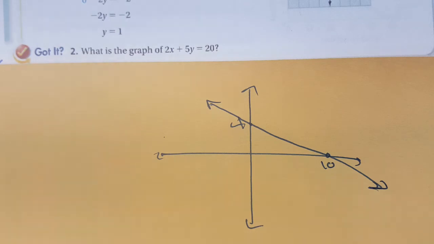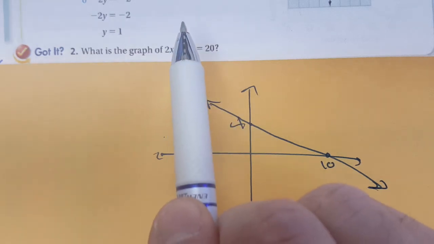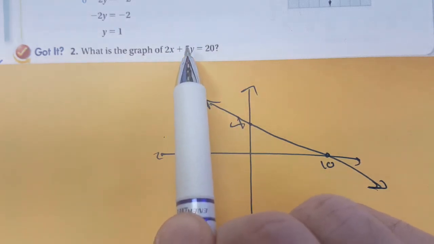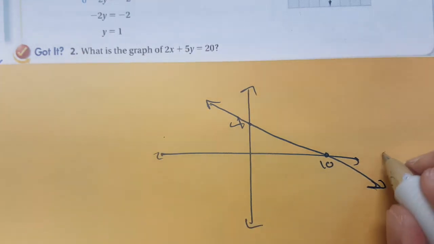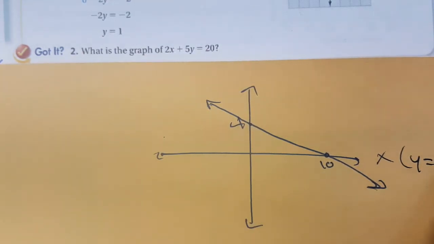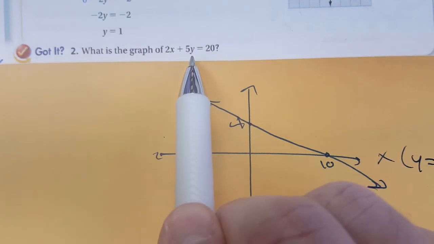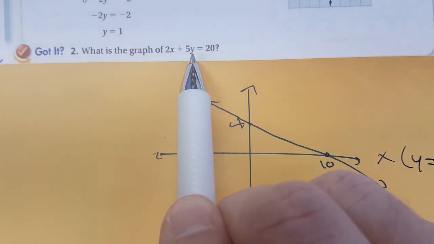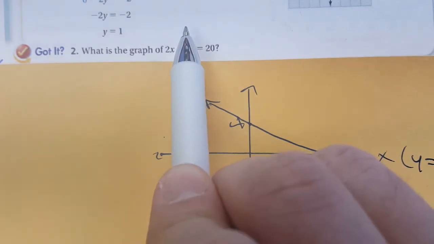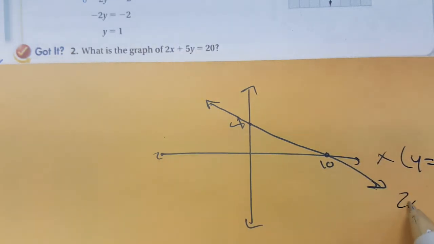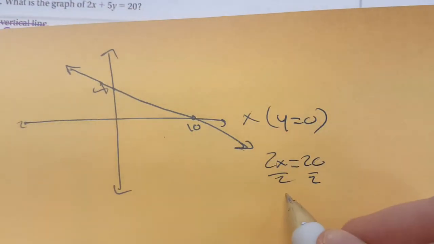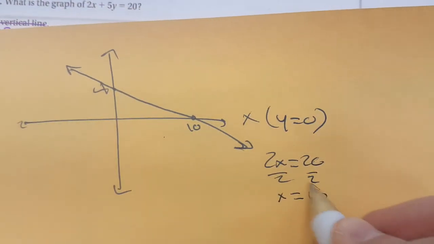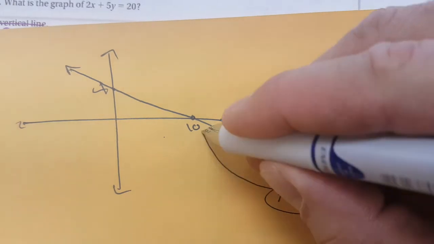How in the world did I do that so fast? Hide and divide. If I want to plug in 0 for y, because remember on the x-axis, that's where y equals 0. So if you plug in 0 for y, it disappears. So then what do you have left? You have 2x equals 20. So how would you solve 2x equals 20? You would divide by 2. X equals 10. Okay, and then I put a 10 right there.